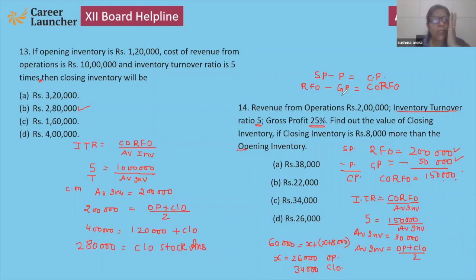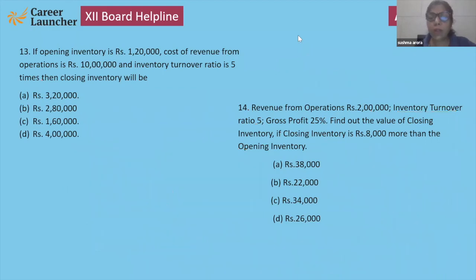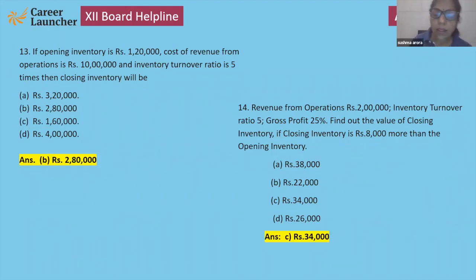Yes, Rishika, your answer is perfect. That is 34,000. Good. So Rishika's answer is perfect, 34,000. Yes, now I am going to do the next question. So we discuss the answer. This is 2,80,000. Okay. And this is 34,000. Clear, children? Any doubt?